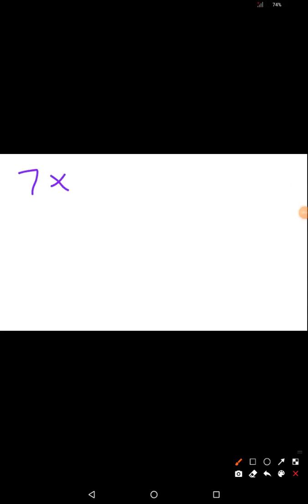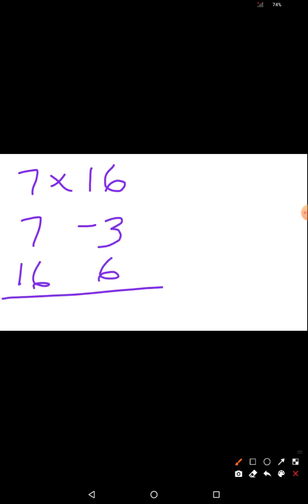Okay. So our question is 7 into 16. You have to do 7 into 16. So how will you do? 7 is 10 minus 3, and 16. You have to do whichever is easier for you. I am going with 16 minus 3, so you will get 13.